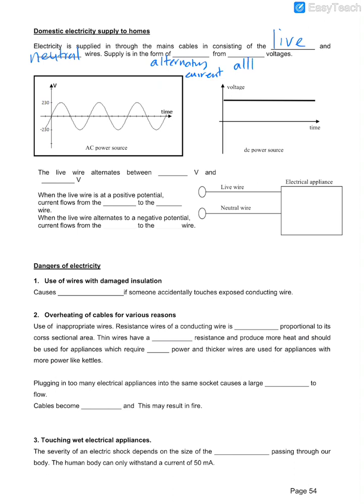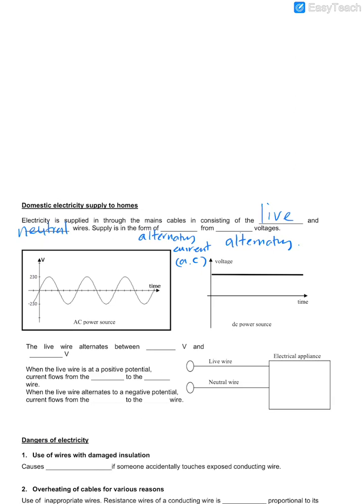Now, what is this alternating thing? Alternating current, short form is AC. I think you all heard before of AC supply, right? And it comes from alternating voltages. So what is this? Let me explain to you.